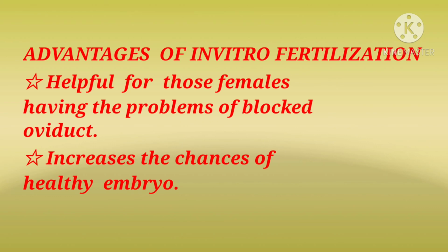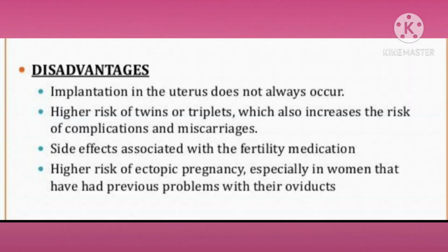Now let's see some disadvantages of IVF. Along with the advantages, disadvantages are also there. Implantation in the uterus does not always occur, that means sometimes it is not successful. There is a higher risk of twins or triplets. Why? Because more than one embryo is implanted, which also increases the risk of complications and miscarriages.